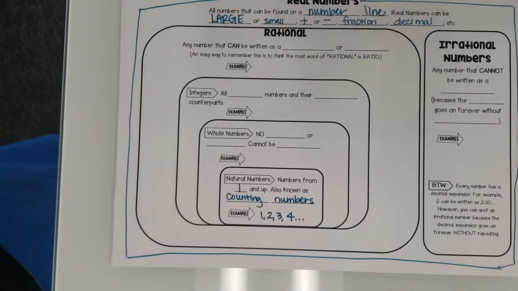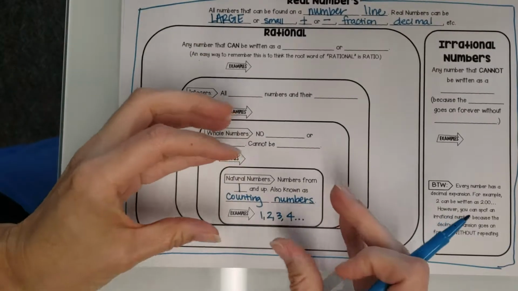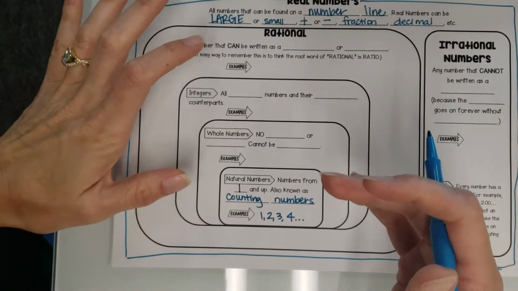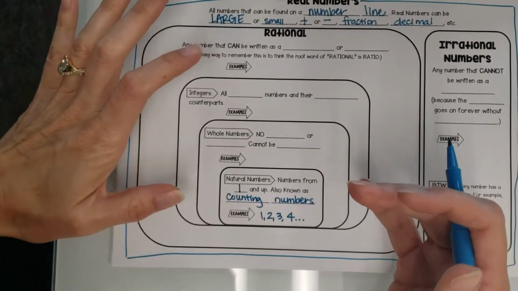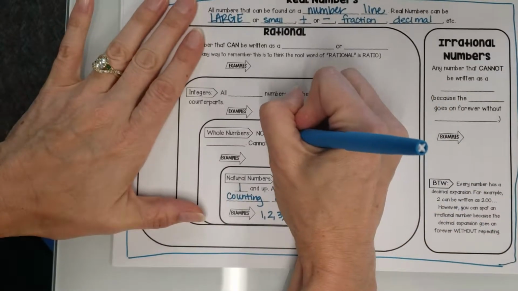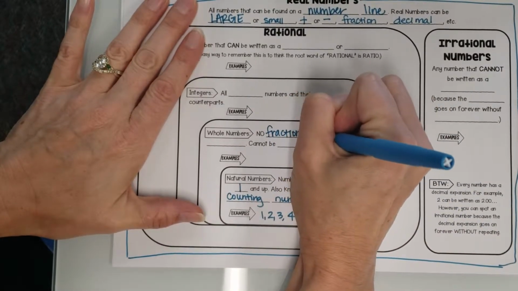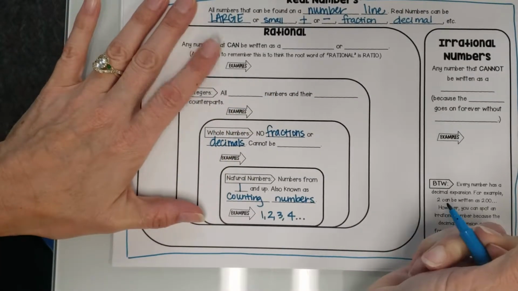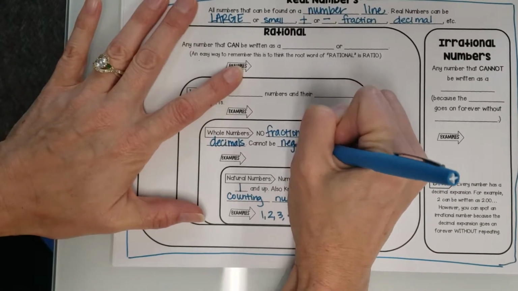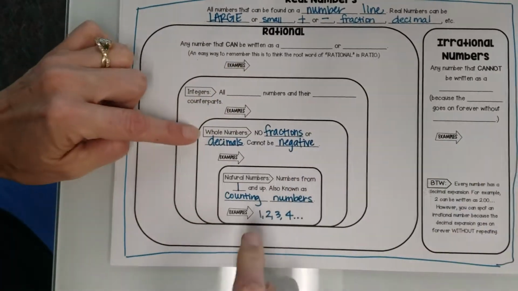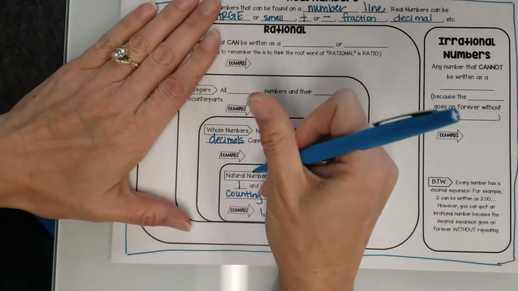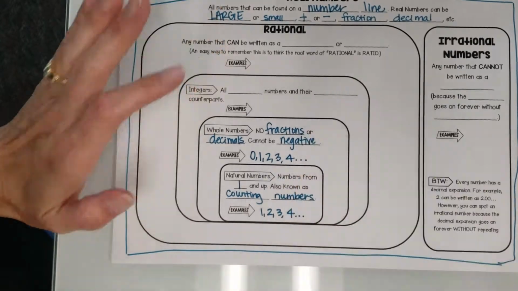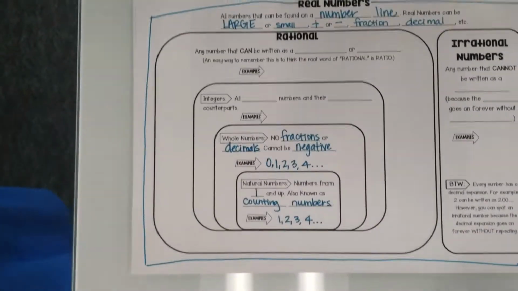But positives only. All right, so now we make that section a little bit bigger and we call them whole numbers. So whole numbers have no fractions or decimals, and they cannot be negative. So really, the only difference between whole numbers and natural numbers is that whole numbers now get a 0. Positives, no fractions.